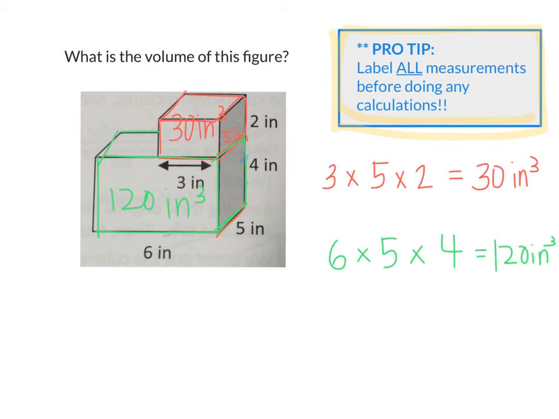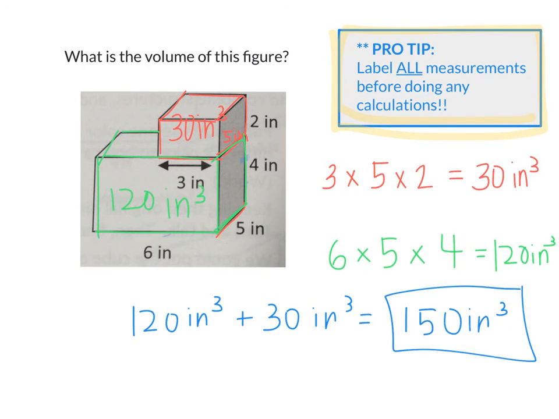How do I find the volume of the total? Well, I have to add the top one to the bottom one. So Luke, what two volumes do we have to add? In cubic inches. 120 plus 30. Good. Which is? Good. So the total volume is 150 cubic inches.